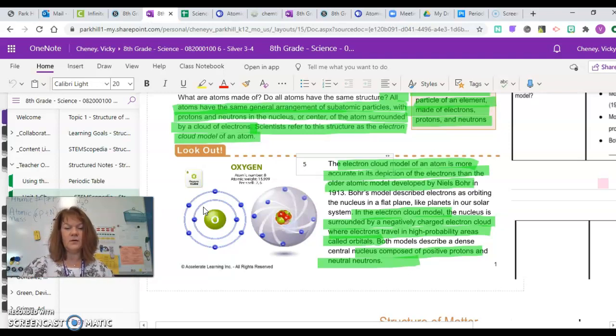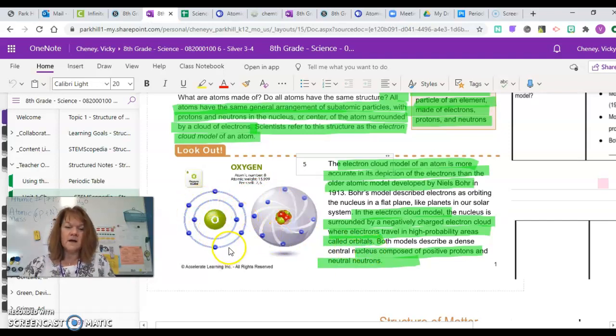And so when we look at things, this kind of reminds me of the solar system, where everything shows you like the solar system. It looks like it's all in a flat plane, and it's not. These electrons are going all different directions around the nucleus. And so in the electron cloud model over here, the nucleus is surrounded by a negatively charged electron cloud, where the electrons travel in high probability areas called orbitals.